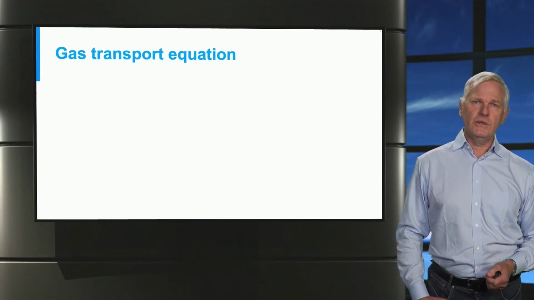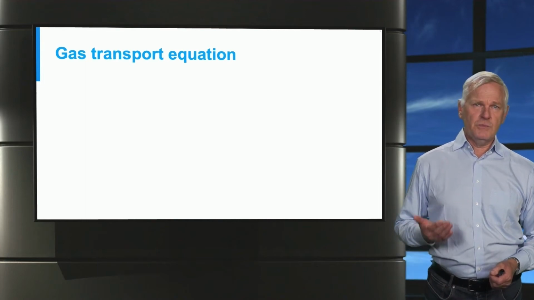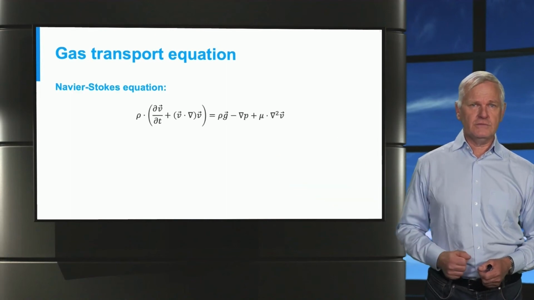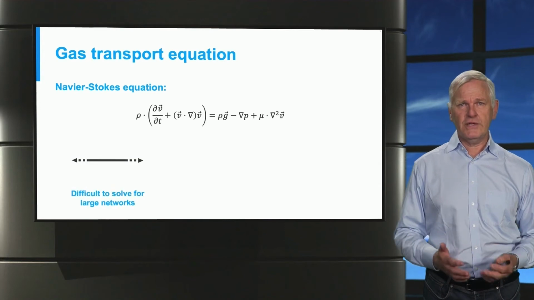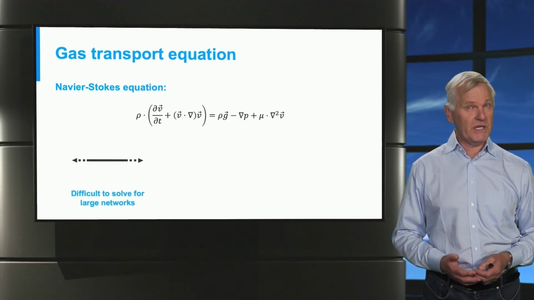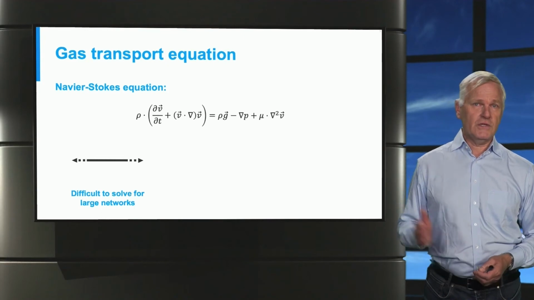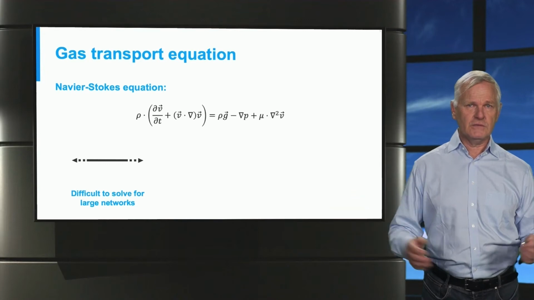So, how do we simulate gas transport? If we start with the best mathematical model, we will end up with the Navier-Stokes equations. This provides an accurate solution, but is very complicated to solve, especially for massive networks. For instance, the Navier-Stokes equations cannot solve the gas network of the entire Netherlands.